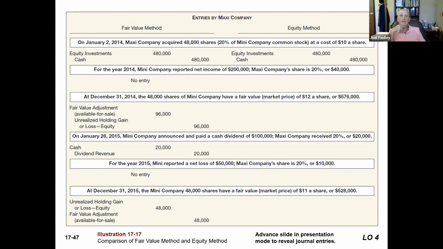All right, so if I've got $200,000, and my company's share is 20%, or $40,000, then we're going to what? Increase that equity investment by $40,000. So we debit equity investment. Let me write that down here. So when we get to the bottom, you can look at my reverse T account.